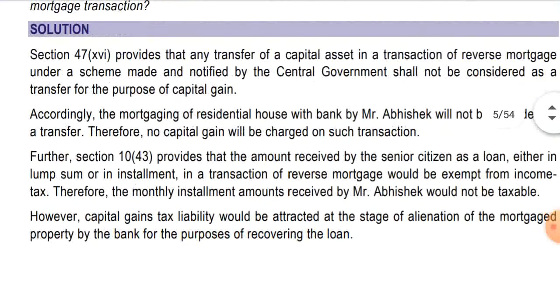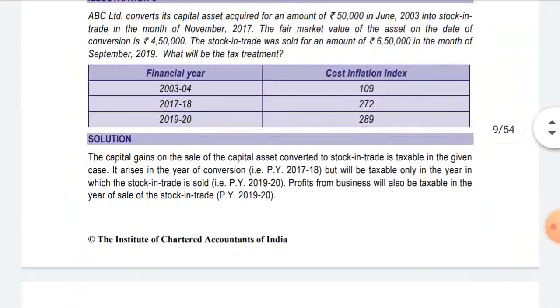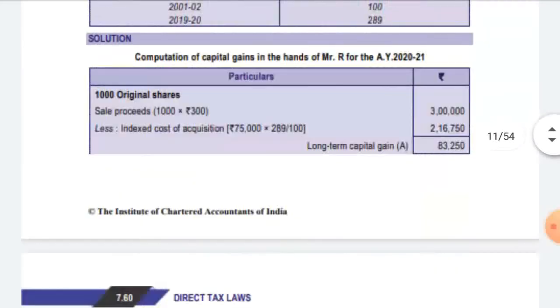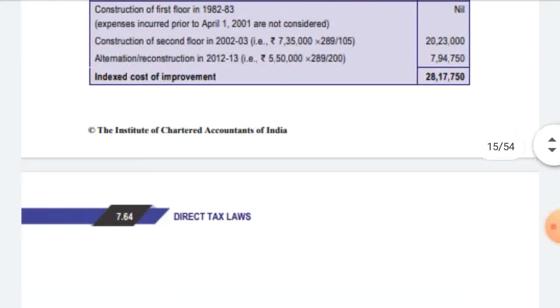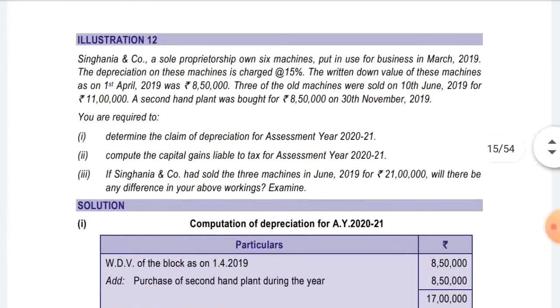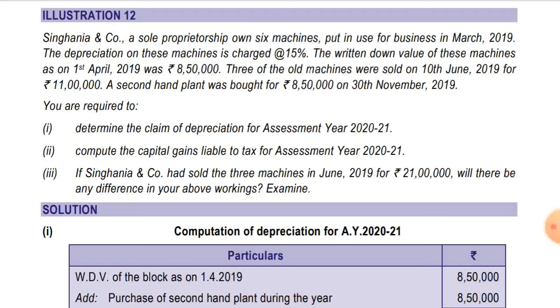Wait a second, sorry, it has gone too much down. Yeah, so let's see the solution.